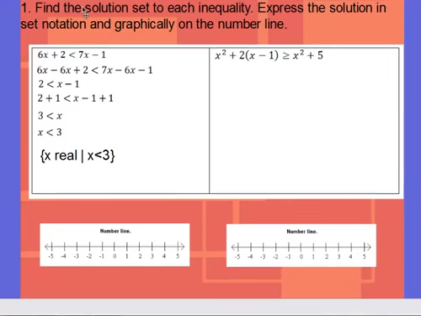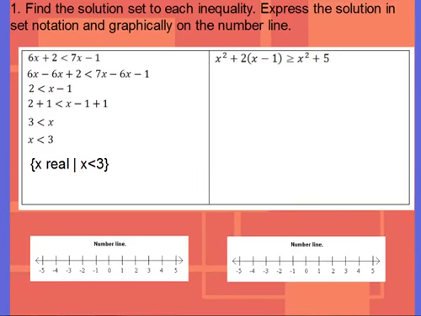And we also want to represent that graphically. I'm going to need an open dot at 3. I'll go ahead and drag one onto my number line. I also want all the x's that are less than 3, so I'm going to need an arrow pointing to the left, to represent the numbers that are less than 3.